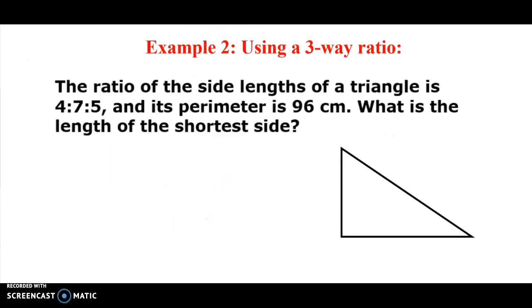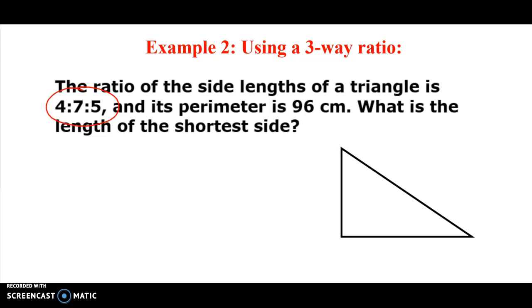All right. A 3-way ratio. What? I thought ratios were only 2 things. It can be 3, it could be 4, it could be 5. This is a 3-way ratio: 4 to 7 to 5. And it says this triangle has a perimeter of 96.